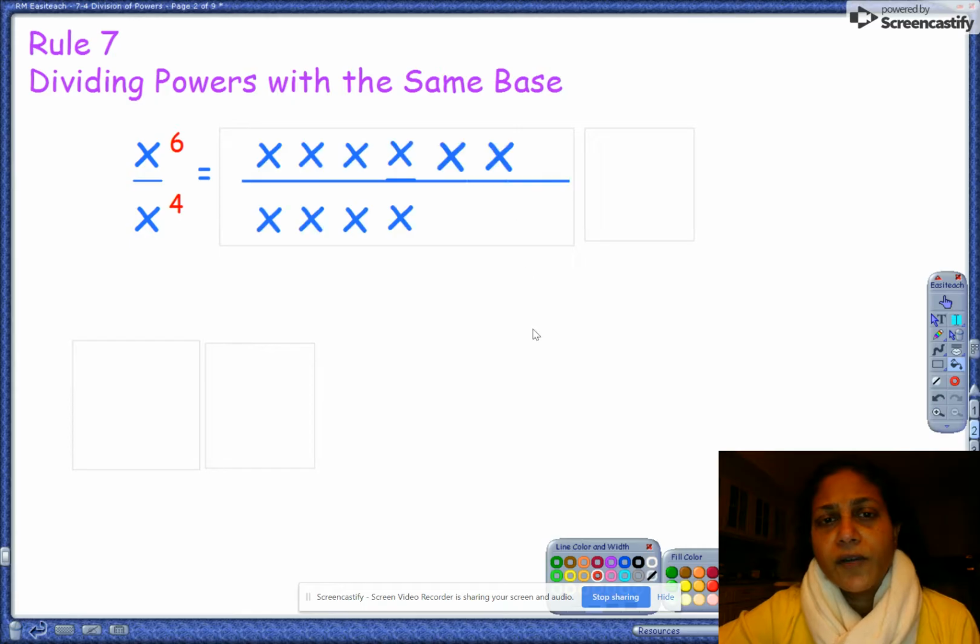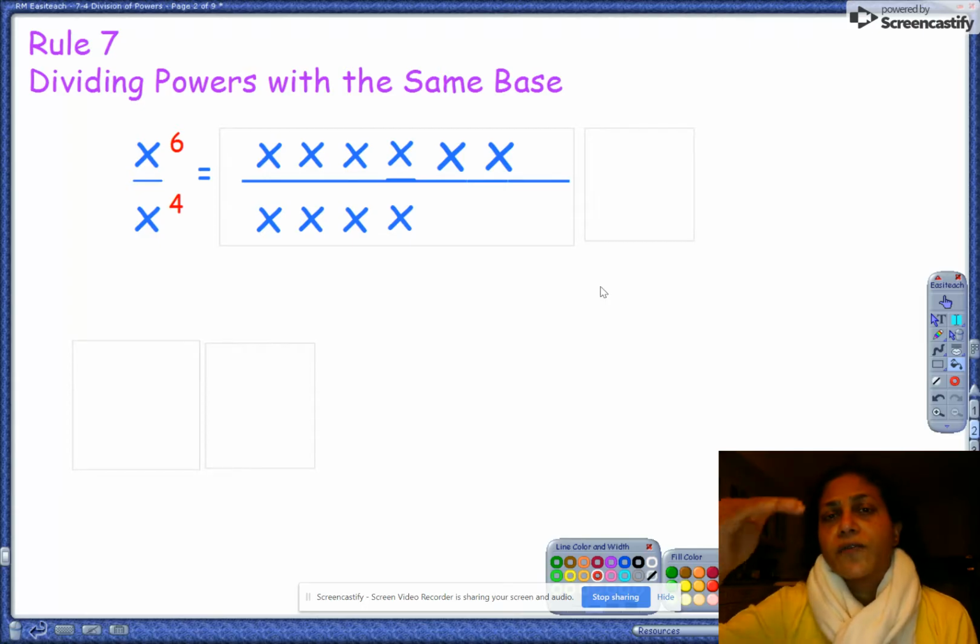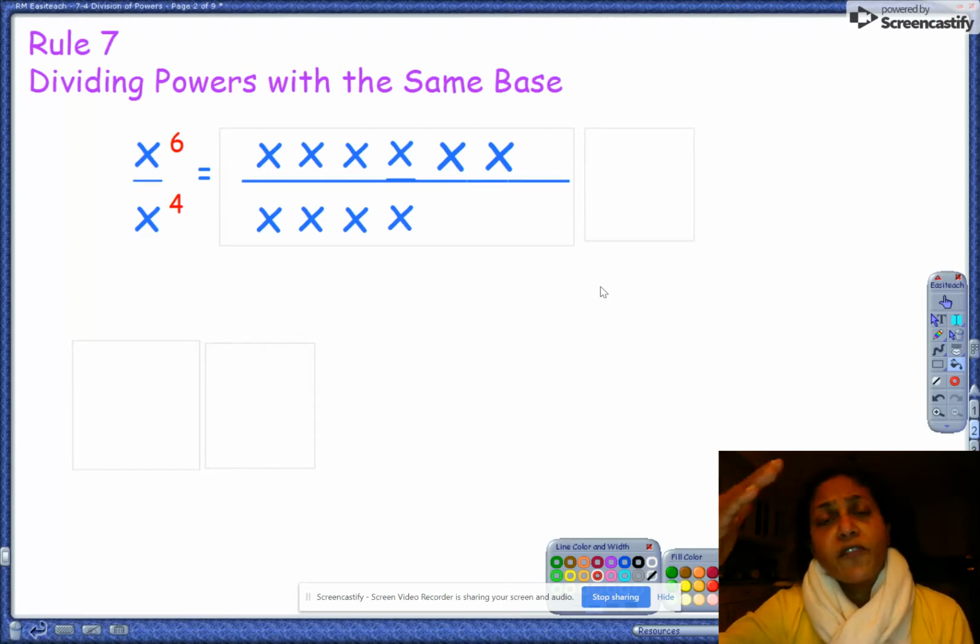So this is what it really means. All these x's on the numerator are being multiplied, and then the whole thing is being divided by all the x's on the bottom. What happens is, in a fraction, if you have the same factor on the top and the same factor on the bottom, they cancel out. So then you're left with x to the second power.